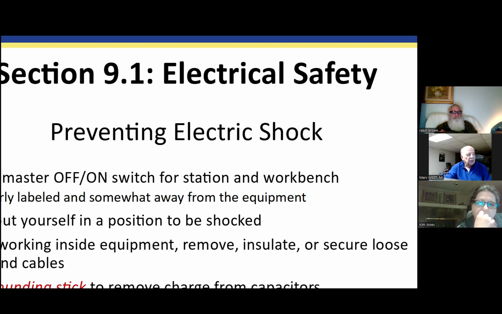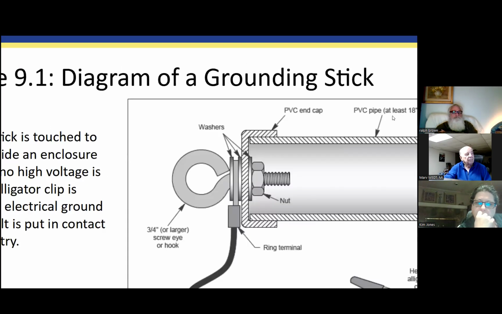And you should use a grounding stick to remove charges from capacitors. People don't often realize that capacitors hold a charge for quite a while. You do have in your book a picture of a grounding stick.